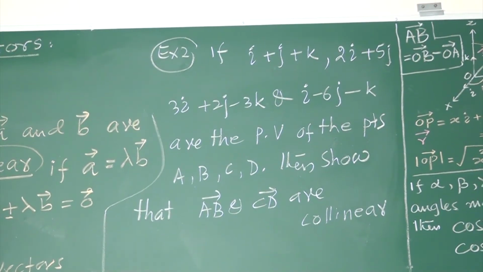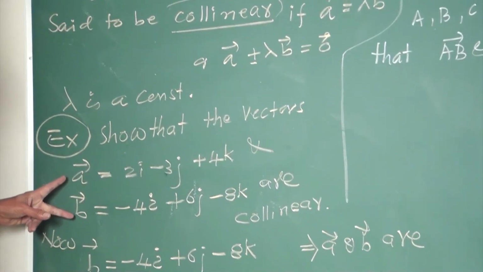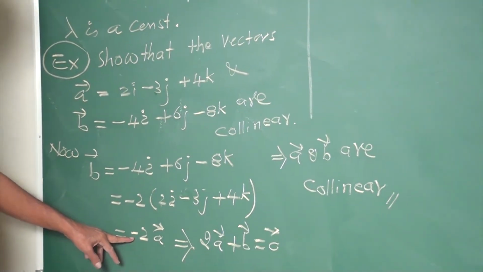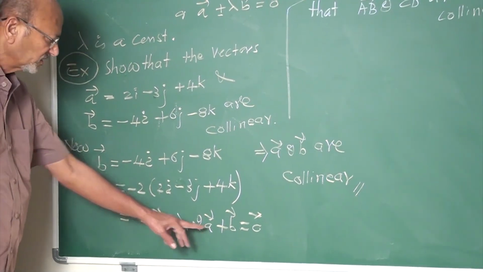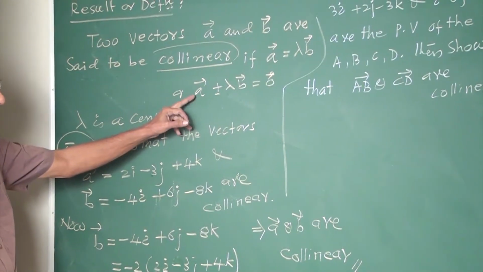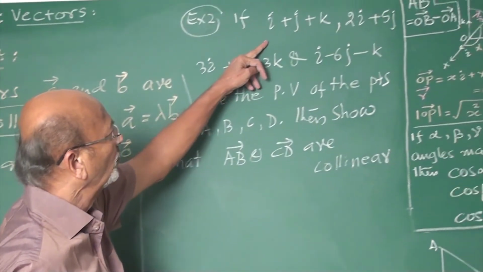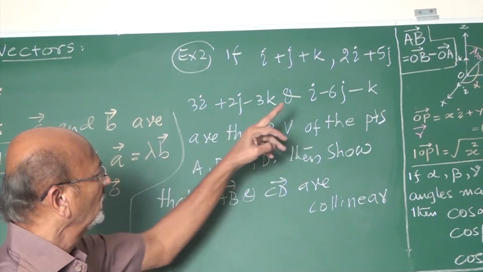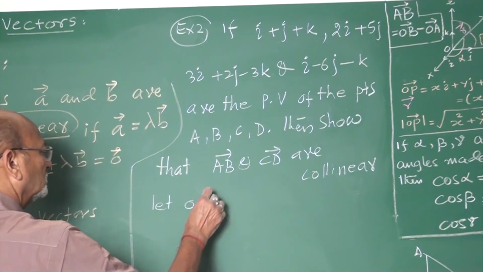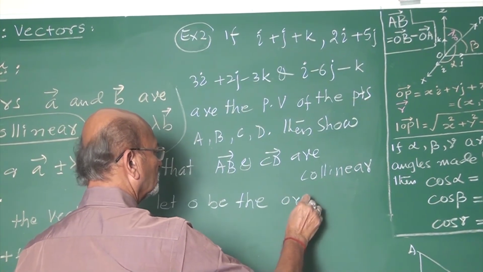Yes, my friends. In the previous case, the vectors A and B were directly given. With the help of the values of A and B, this is the relation: vector B equal to minus 2 times the vector A, or 2 times the vector A plus B is a zero vector, which means by this definition, A and B are collinear. In this case, first we have to write OA, OB, OC, OD. Let O be the origin of reference.